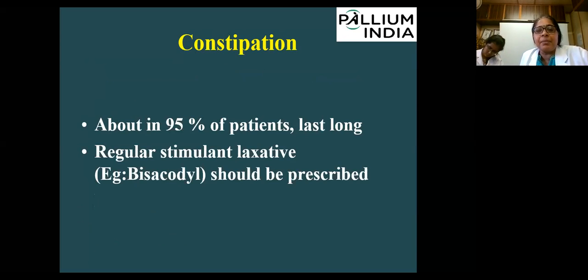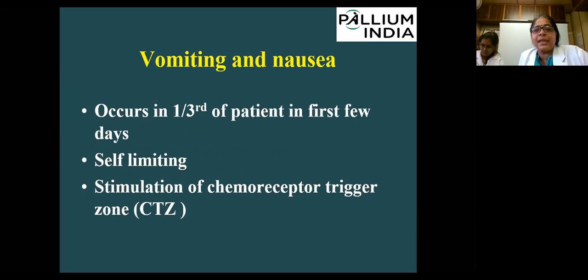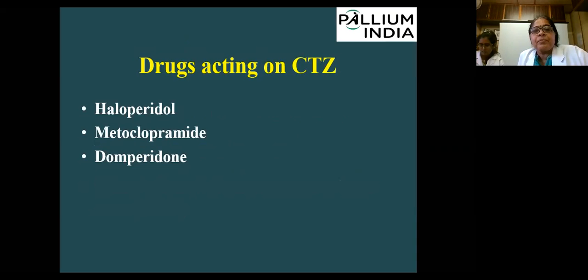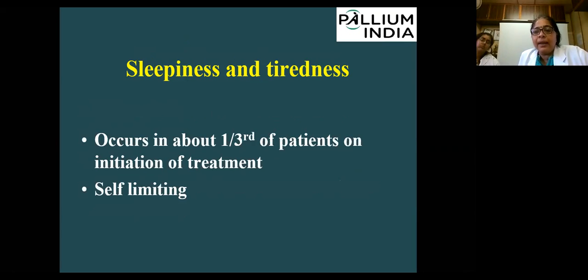Next slide, please. Constipation, like I said, choose the right laxative. Please do not just give lactulose blindly. It will not help. You have to give them a stimulant laxative and a stool softener. So bisacodyl, or Cremaffin with sodium picosulfate, is a good choice. Next slide. Vomiting and nausea occur in one-third. Like I said, again, choose the right drug. Next slide. So this is the choice of drugs that you will have for nausea and vomiting. Next slide, please. And like I already mentioned, this can be self-limiting.